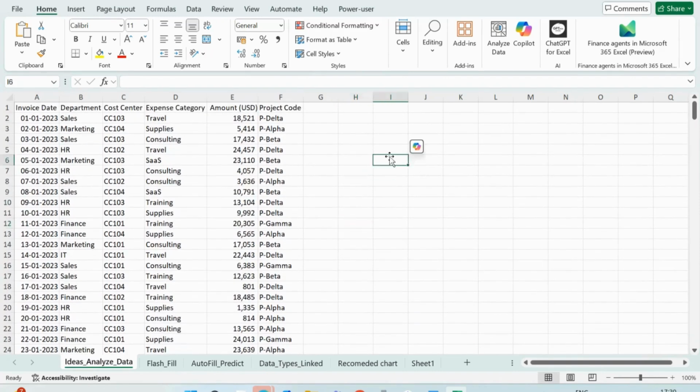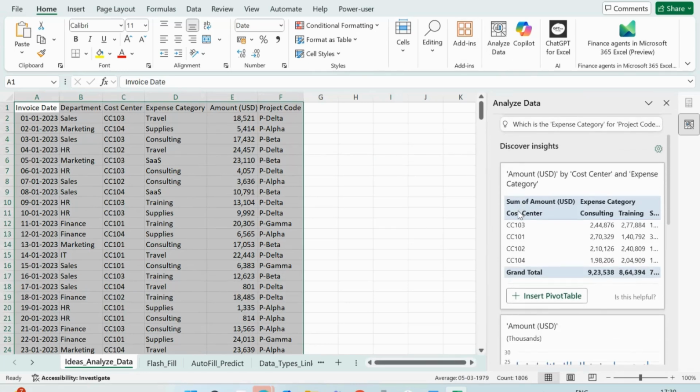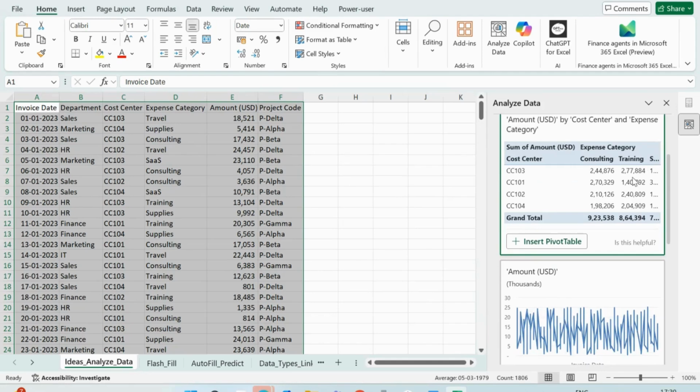So let's get started. In order to even get started with Analyze Data, you need not select the data. This feature is intelligent enough to figure out where the data is lying on the sheet, and then it starts giving you some important insights about the data. Like the very first insight that it is showing is summarizing the cost information by cost center and expense category. You can very well insert this data into a separate sheet by going for this option called insert pivot table. That will give you a full insight.